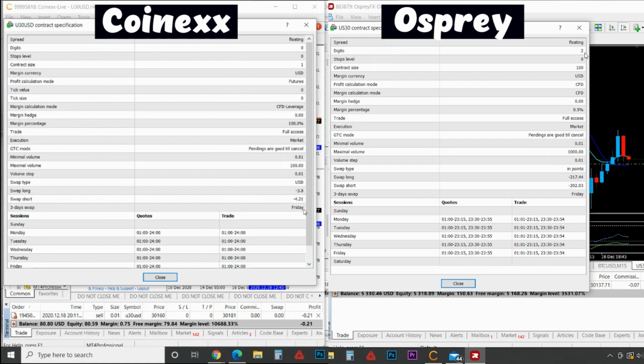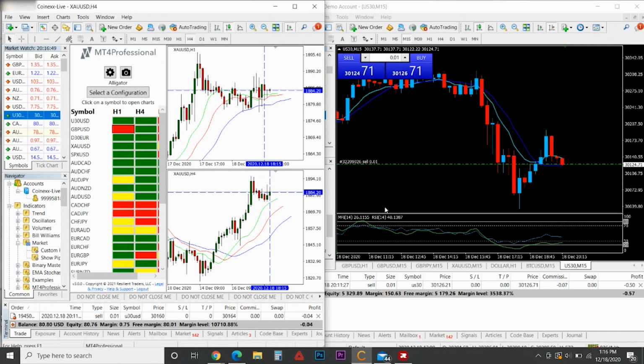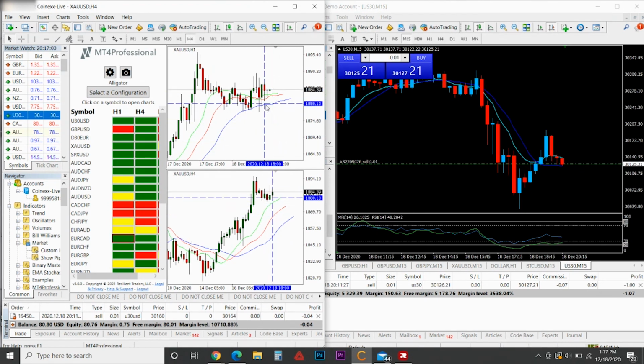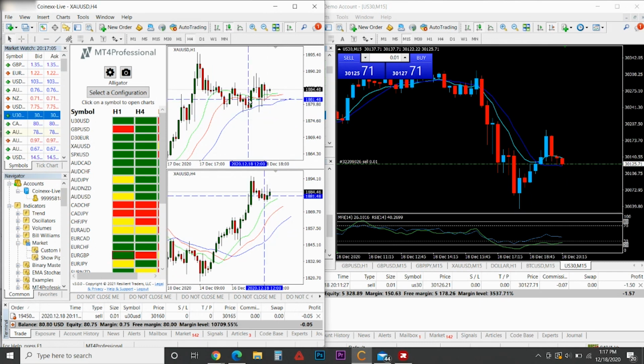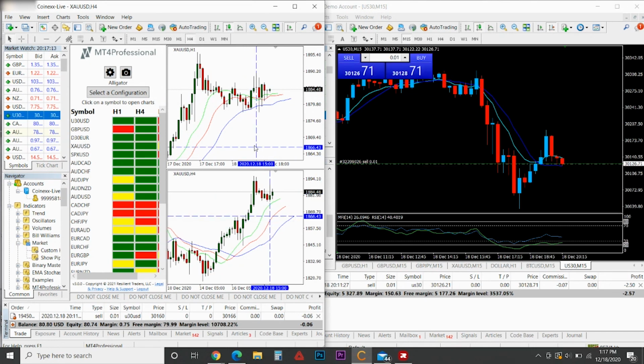So as you guys can see, this is the difference between using a 0.01 on Osprey that uses a contract size of 100 versus CoinEx that uses a contract size of 1. So with the CoinEx, you can see this is a live account and it is a small account. It has about $83 in here. So I wanted to show you guys you can actually trade US30 using a small account and your account is not over leveraged.